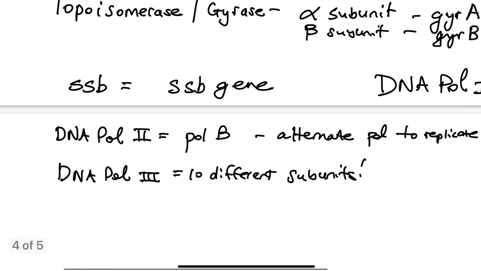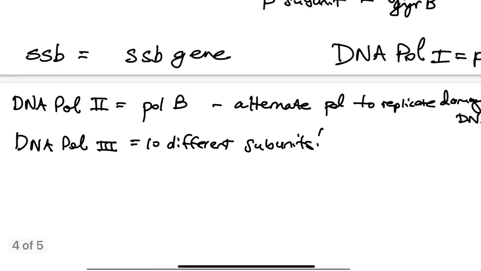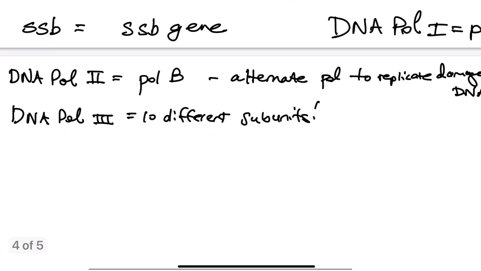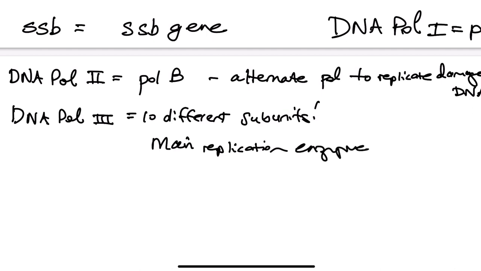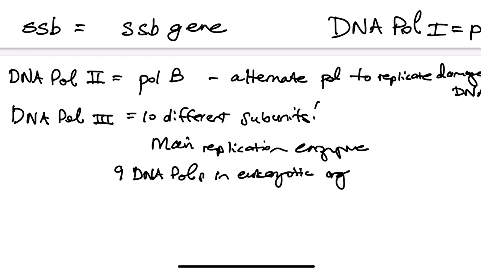Let's go next to DNA pole 3, the one we said has 10 different subunits. Normally, this is our main replication enzyme, and it is going to be responsible for copying the nucleotide base pairs. I do just want to point out that there are 9 different DNA poles in eukaryotic organisms. So we cannot discuss all of that in this video. We're just going to focus on pole 3.